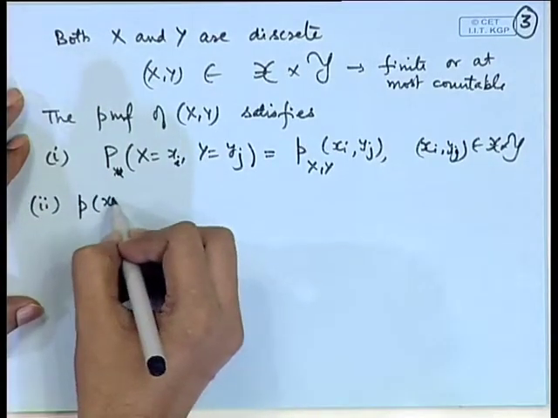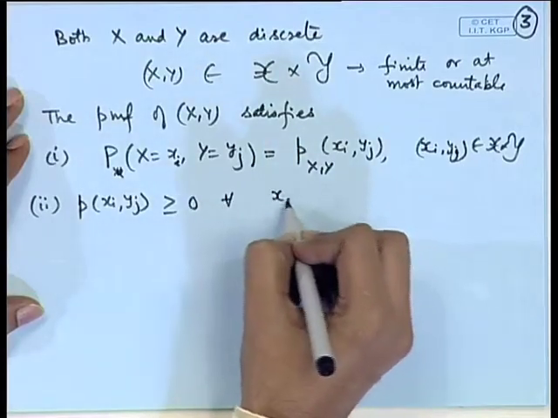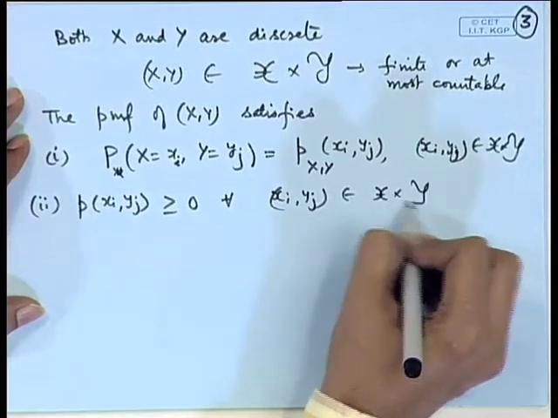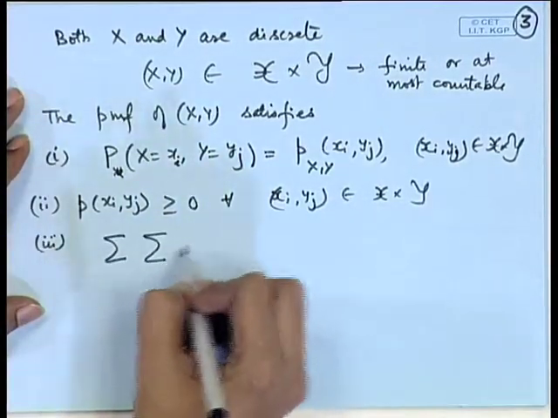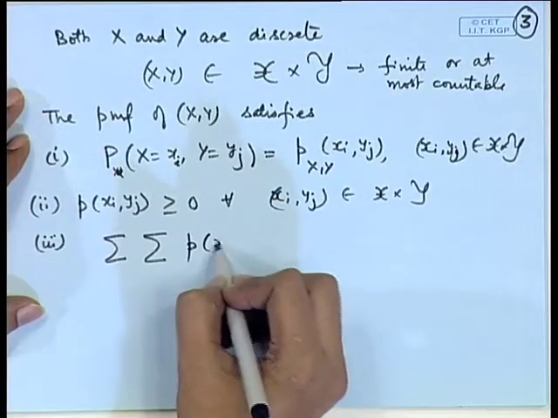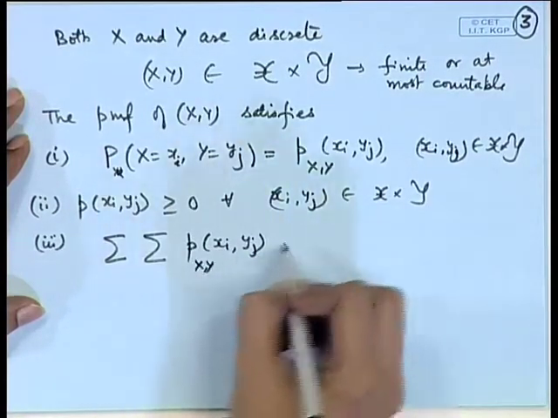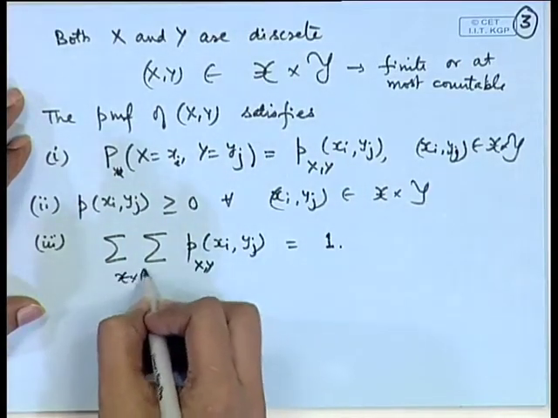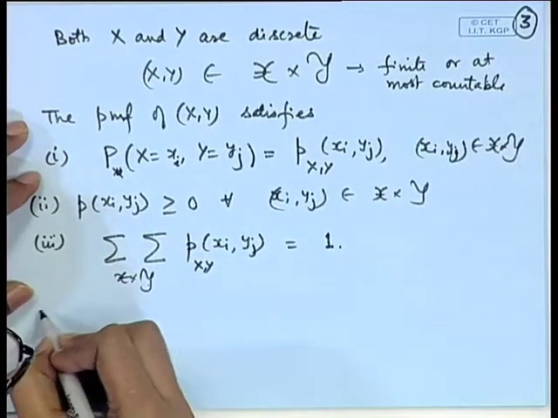Then this function is always non-negative for all x_i, y_j, and the sum over all the values of the probability mass function is 1. Let us take one example here.